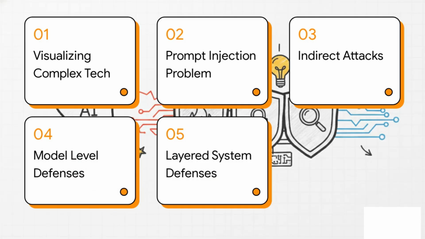Here's our roadmap for today. We're going to hit visualizing complex tech, look at the prompt injection problem, see how indirect attacks are executed, and wrap up with model-level and layered system defenses. All right, let's jump right in.